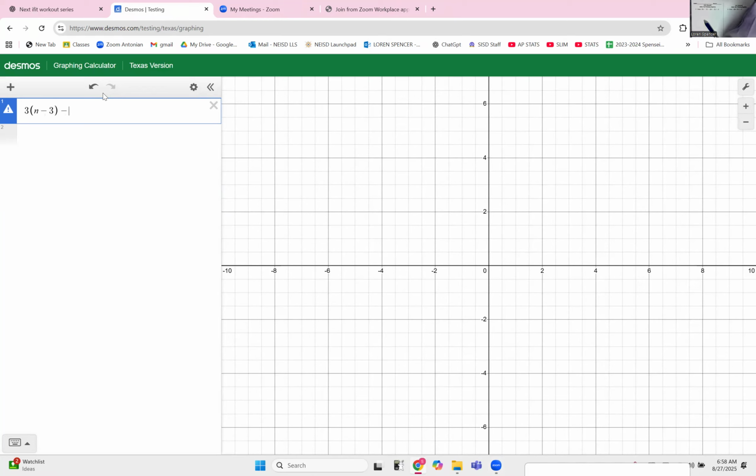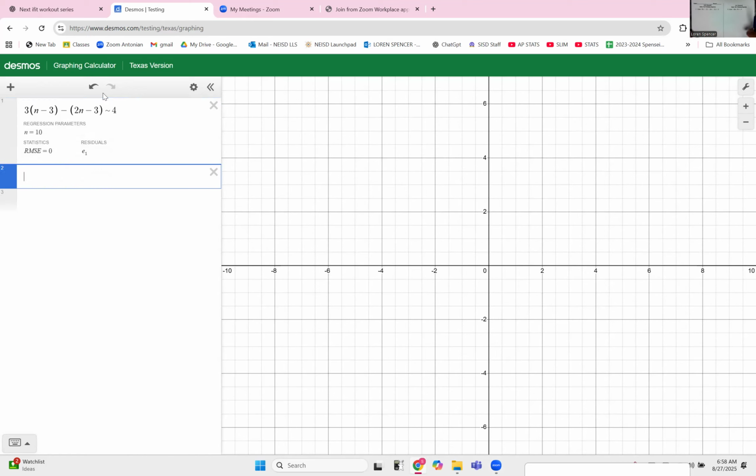Then it was minus 2n, parenthesis 2n minus 3. And instead of an equal sign, we use the squiggle. Press enter, and we get n equals 10.